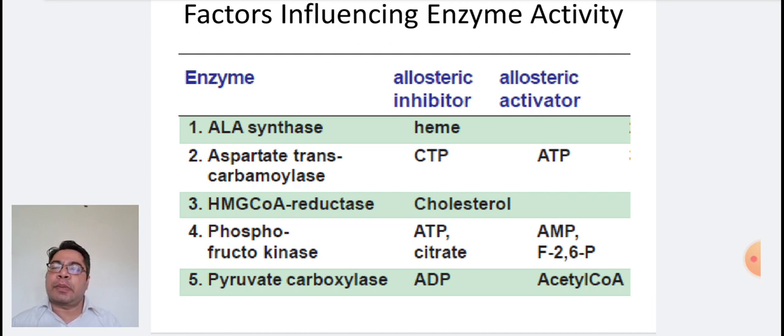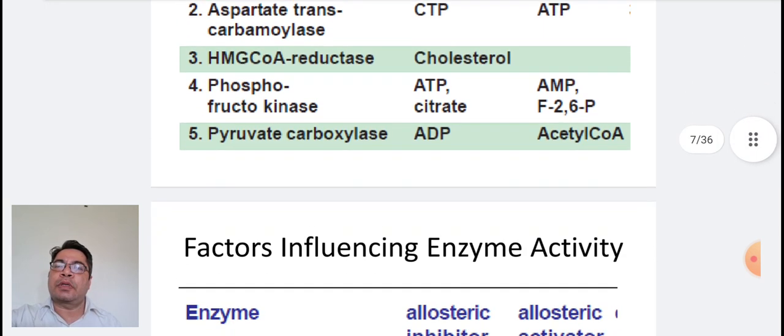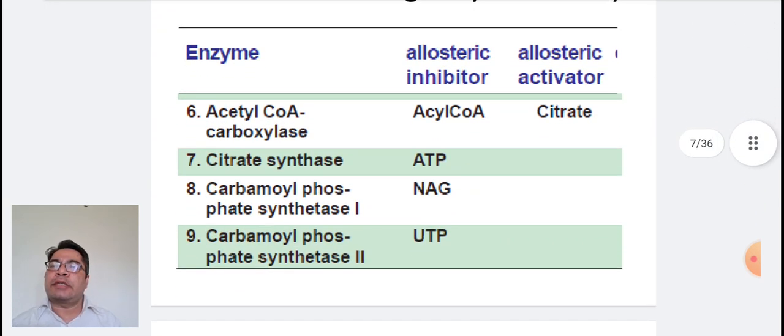Pyruvate carboxylase: ATP is an inhibitor, whereas acetyl CoA is an activator. For acetyl CoA carboxylase, acyl CoA is an inhibitor, while citrate is an activator. For citrate synthase, ATP is an inhibitor. For carbamoyl phosphate synthetase 1, NAG is an activator. For carbamoyl phosphate synthetase 2, UTP is an inhibitor.